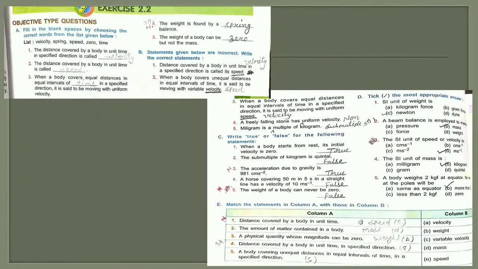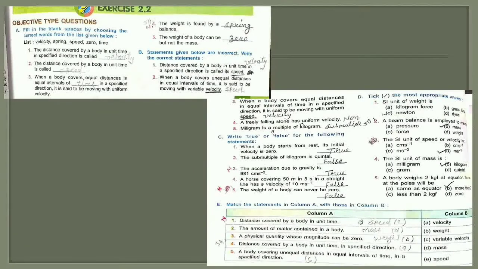Second question, a beam balance is employed to measure mass. Okay, because beam balance is the instrument which is used to measure the mass. Okay, so the correct answer will be mass. Third one, the SI unit of speed or the velocity is meter per second, because speed and the velocity both have the same SI unit, that is meter per second. So the answer will be D, meter second to the power minus 1. Okay. Fourth one, the SI unit of mass is kilogram. So the answer will be B, kilogram.